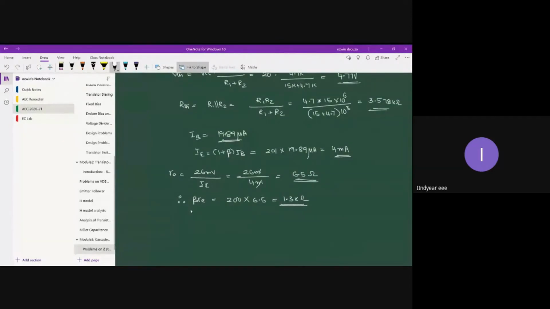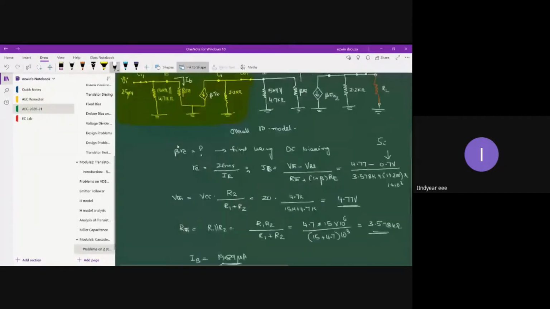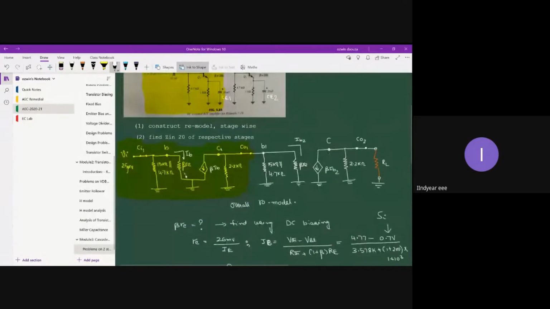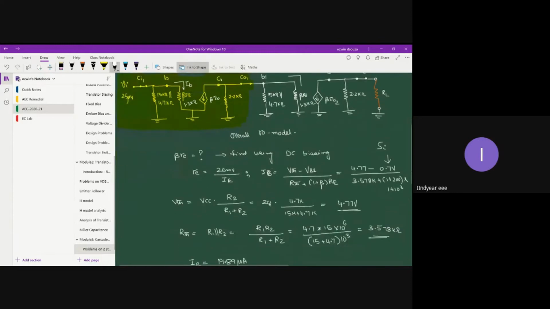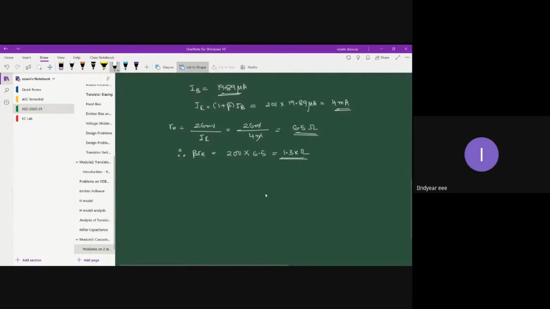Once beta RE is found, you can substitute that value in your circuit diagram. So this is 1.3 kilo ohm, and in the second stage also you will have 1.3 kilo ohm, because both the stages are identical to each other. Hence, all you need to do is calculate the beta RE value only once. Okay, fine.